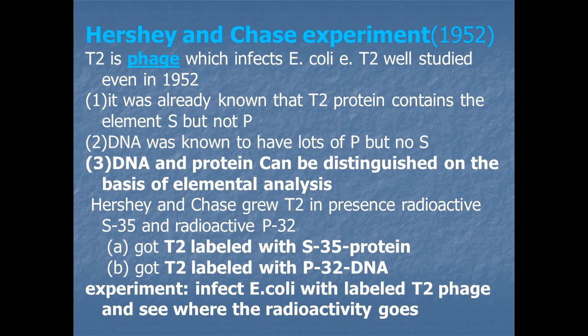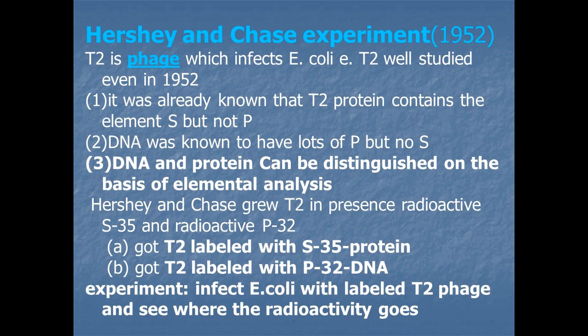It was already known that T2 protein contains the element S but not P. So we know that protein contains sulfur but not phosphate. But DNA was known to have lots of phosphate but not sulfur. And DNA and protein can be distinguished on the basis of this elemental analysis. So what Hershey and Chase did was they labeled radioactively. Hershey and Chase grew T2 in the presence of radioactive S35 and radioactive P32, and got T2 labeled with S35 protein and T2 labeled with P32 DNA.